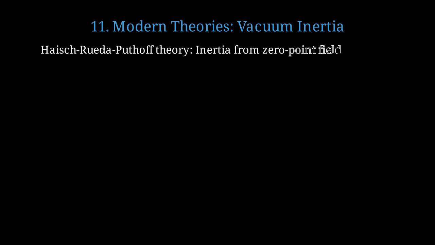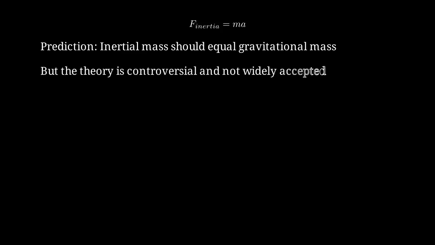The Haisch-Rueda-Puthoff theory proposes that inertia comes from electromagnetic zero-point fluctuations. When you accelerate an object, it experiences asymmetric pressure from vacuum fluctuations, creating resistance. The theory aims to derive Newton's second law from first principles using quantum field theory. One prediction is that inertial and gravitational mass should be exactly equal, which matches observations. However, this theory remains controversial. Many physicists are skeptical of its mathematical foundations.